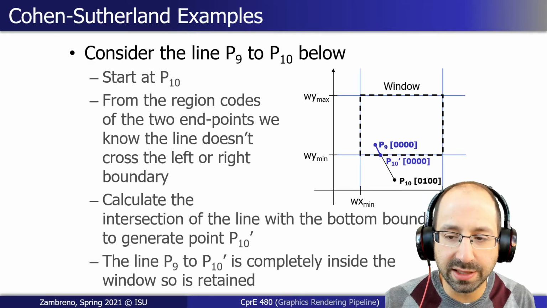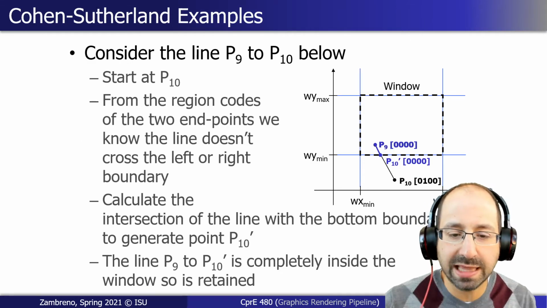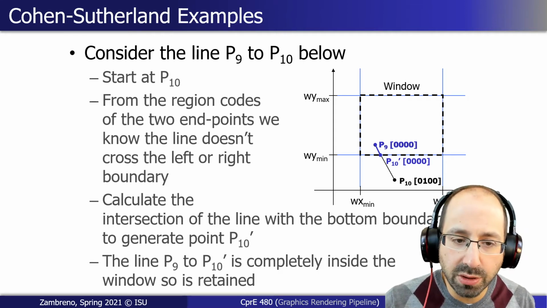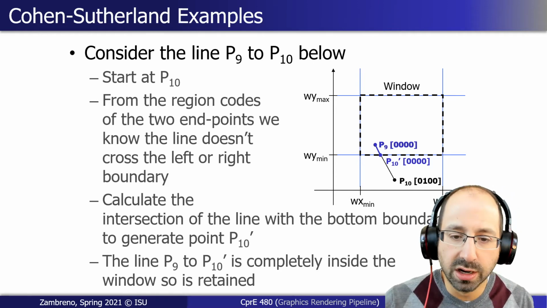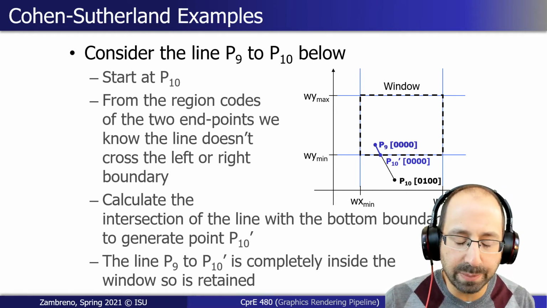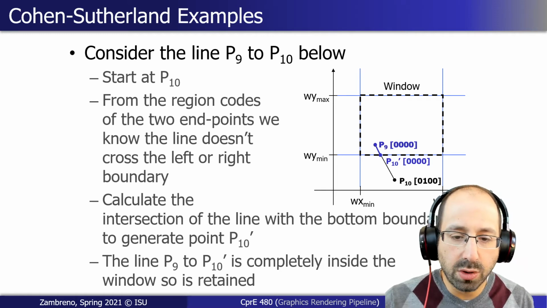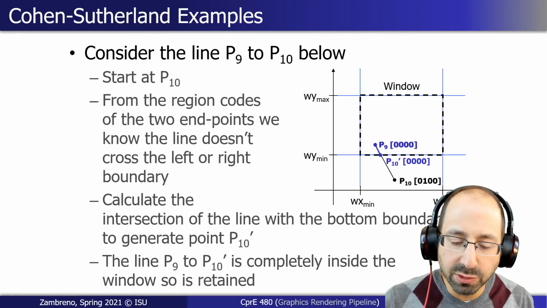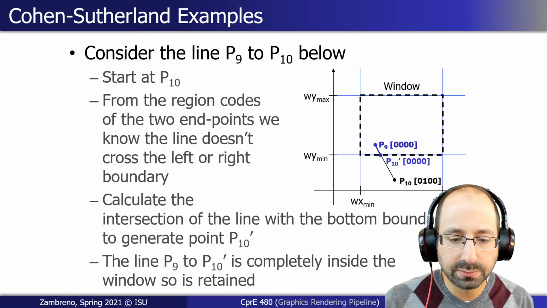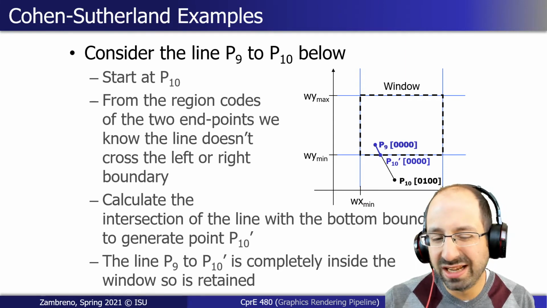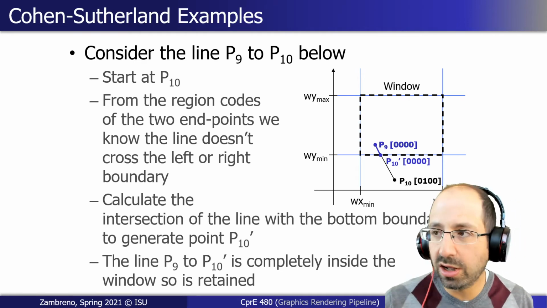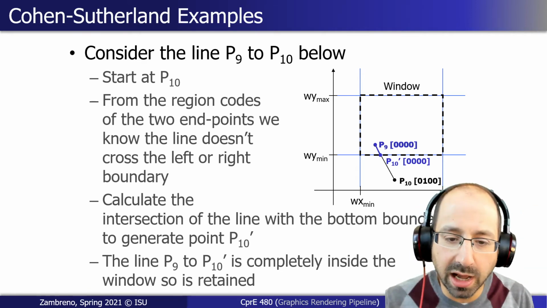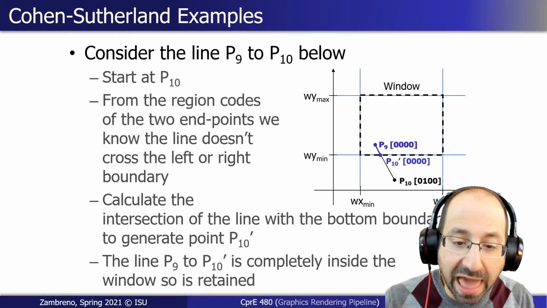I think showing it just in this visualization is relatively straightforward. So if we look at that P9 to P10 below, P9 is entirely inside the window. P10 is below the window here. So we would still have to, based on the region code, we don't actually know whether or not it crosses the left or right boundary. So we would do an intersection test here to get a resulting point P10, which is on the boundary, but it would have the region code of 0000, and we know the resulting P9, P10 prime, would be entirely within the window, and that would be the resulting primitive.